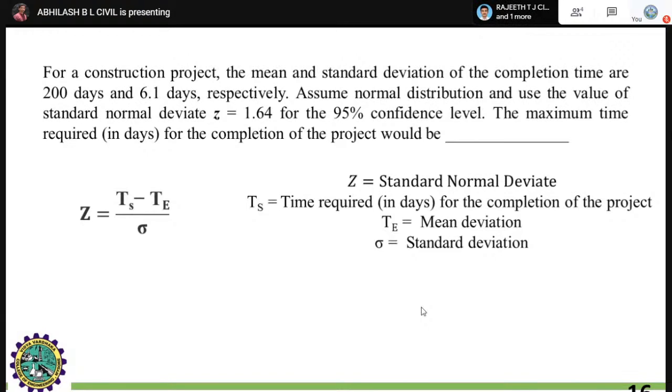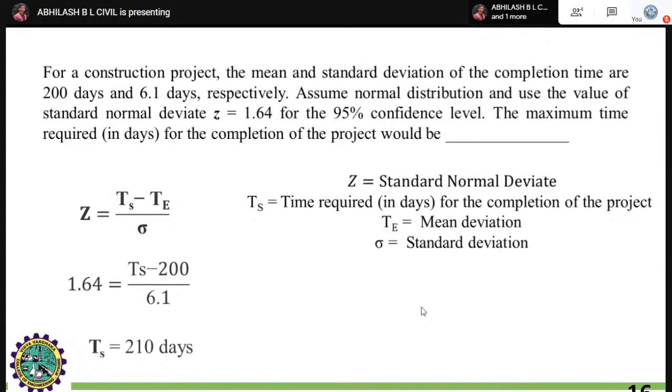You need to identify the ts, right? 1.64 is z, it is already given. You have to identify the ts, whereas the mean deviation and the standard deviation are as follows, that is te and the standard deviation is 6.1. You can easily calculate the ts, that is the value of ts is around 210 days, right?